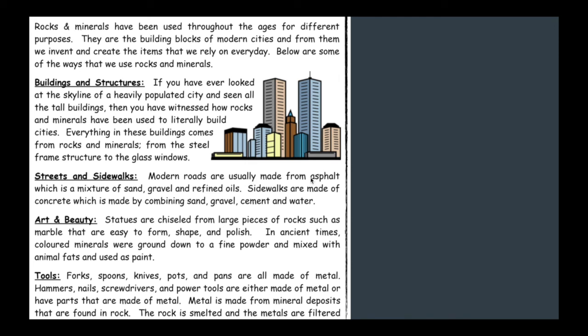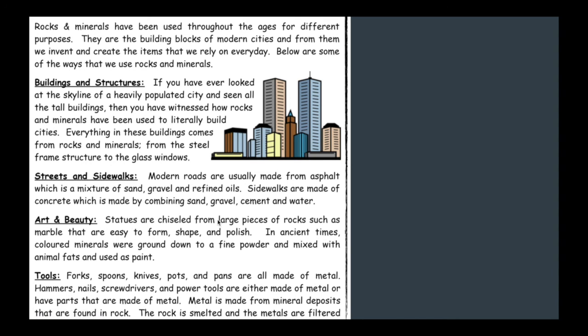Streets and sidewalks. Modern roads are usually made from asphalt, which is a mixture of sand, gravel, and refined oils. So your driveways are made of asphalt, which is sand, gravel, and refined oils. Sidewalks are made of concrete. You can make concrete, apparently, by combining sand, gravel, cement, and water. Kind of cool. So if you put some sand and gravel together with water, you can make yourself a sidewalk.